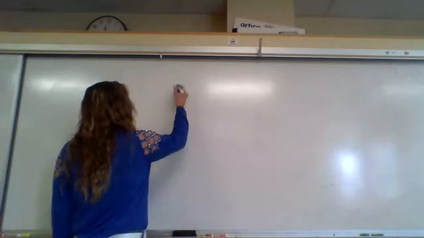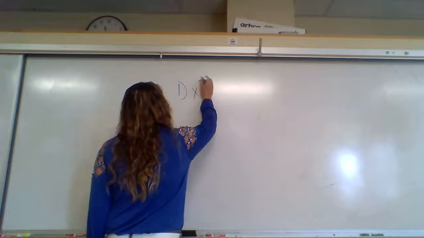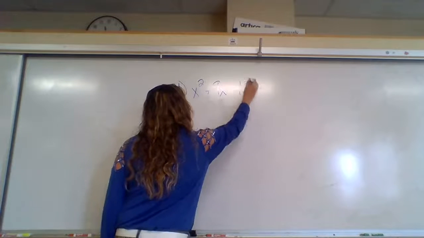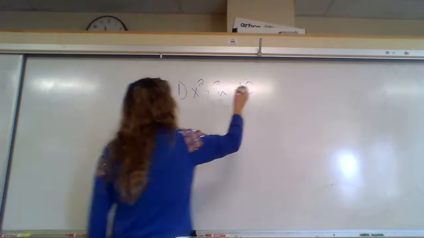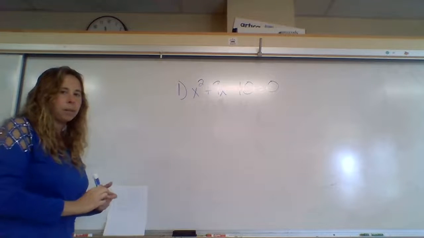So the first one is x squared plus 9x minus 10 equals 0. Solve by factoring.